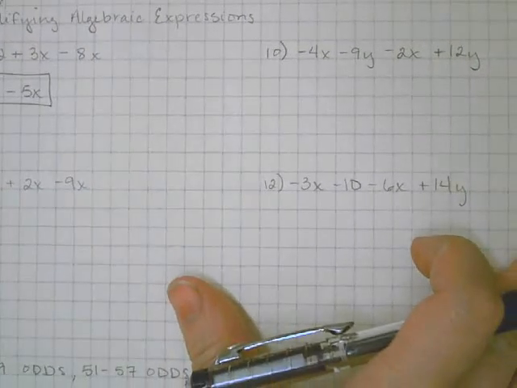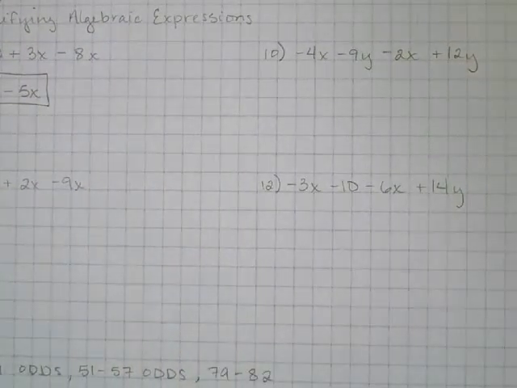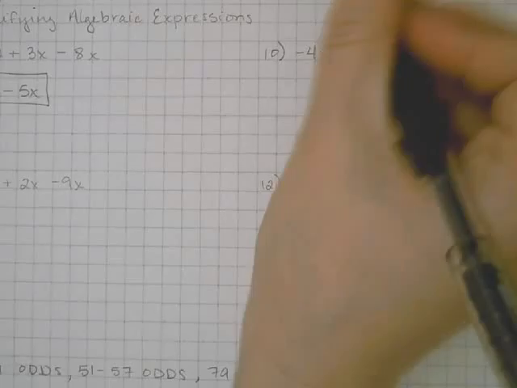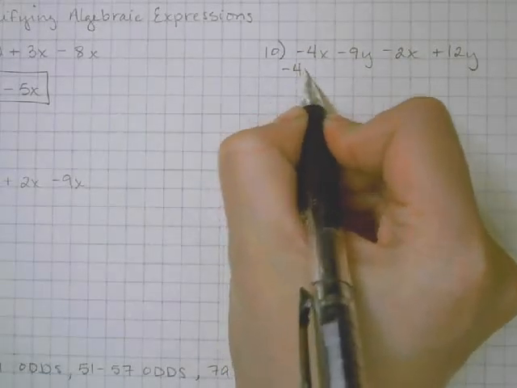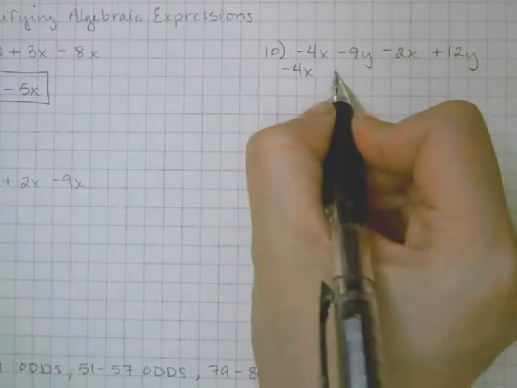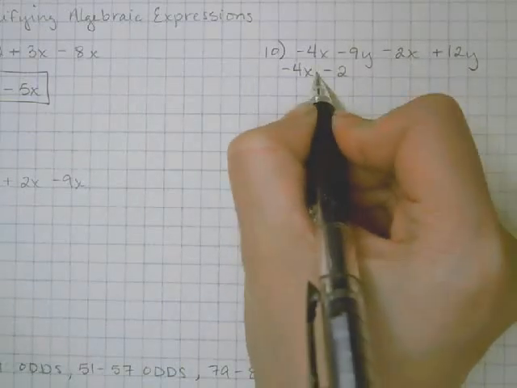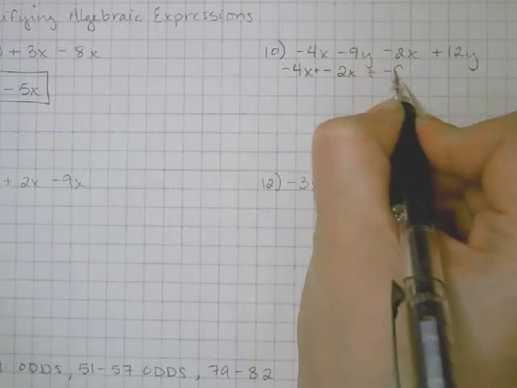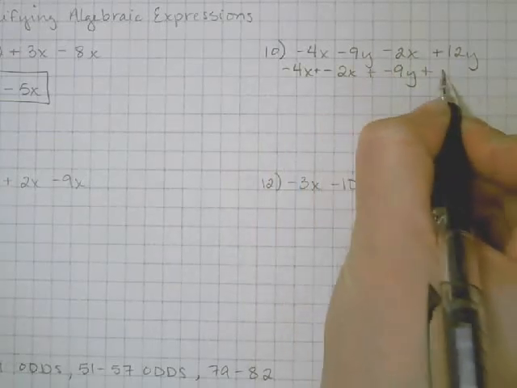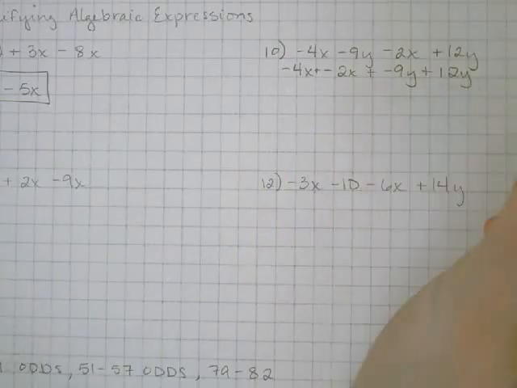Number 10, we need to group our numbers together. And this step is kind of optional, it just depends on what works for you. So negative 4x plus negative 2x plus negative 9y plus 12y.